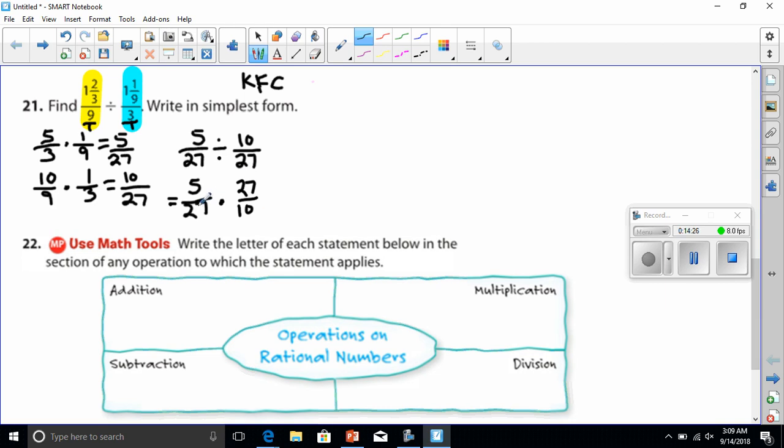Now we can see here that we can use our butterfly method to reduce. Well, 27's on each side, so I can cross it out because both of them are divisible by 27. And that turns each of them into 1. 5 and 10 are both divisible by 5. 5 divided by 5 is 1, and 10 divided by 5 is 2. And now I've got much simpler numbers to multiply. 1 times 1 is 1. And 1 times 2 is 2. Our answer is 1/2 in simplest form.